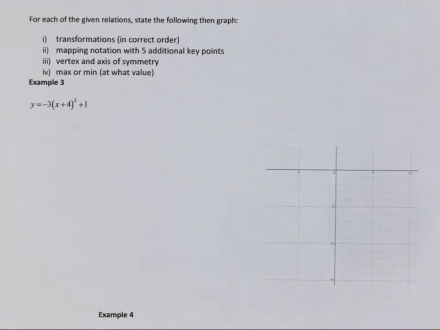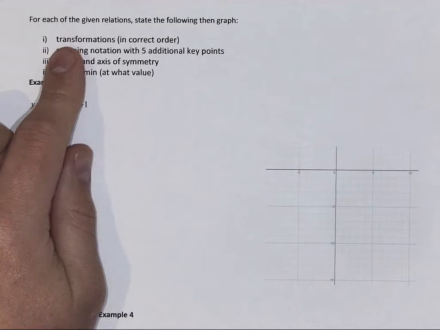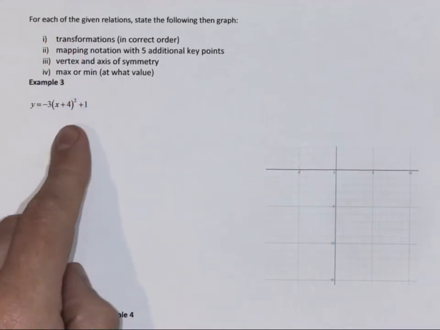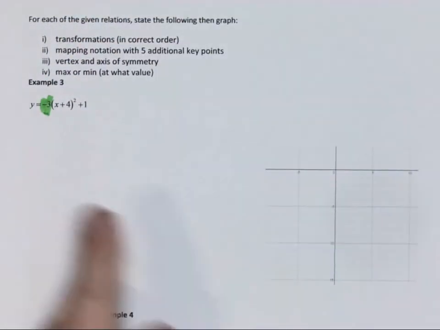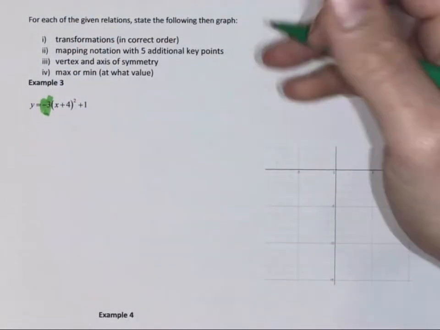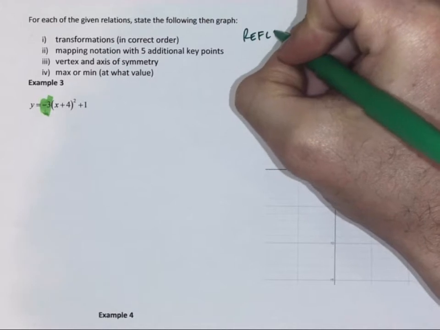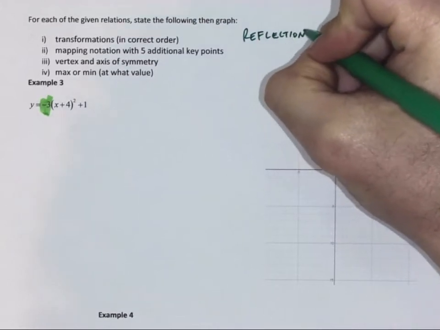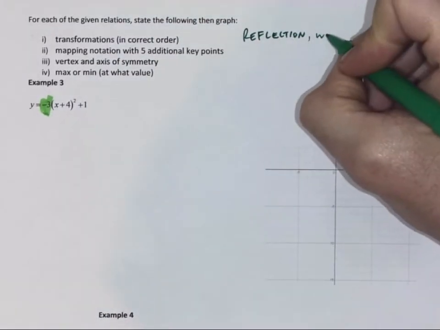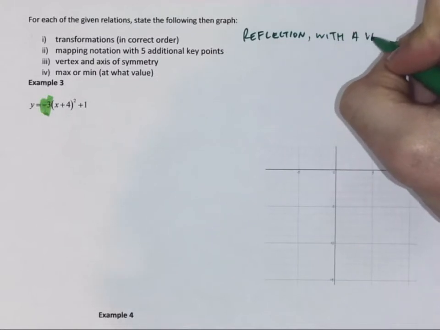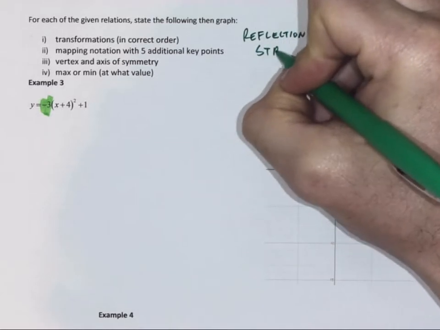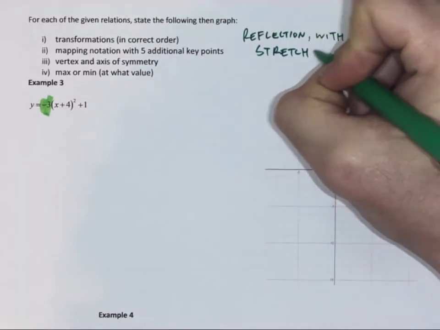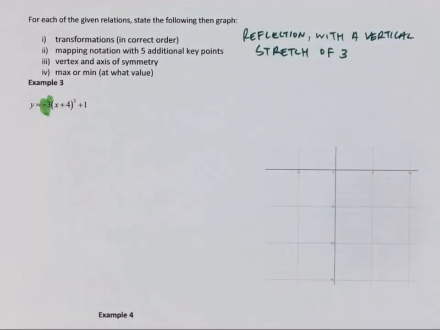Okay, let's do one more example of combining our transformations, including domain and range. First thing we're going to do is state the transformations based on vertex form. From there, we have a reflection in the x-axis with a vertical stretch by a factor of 3.